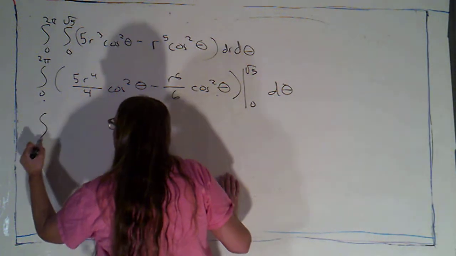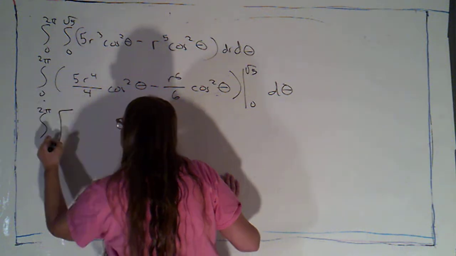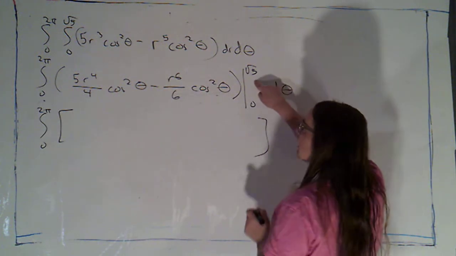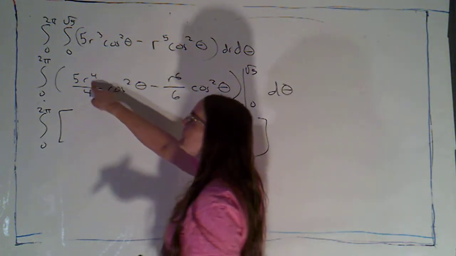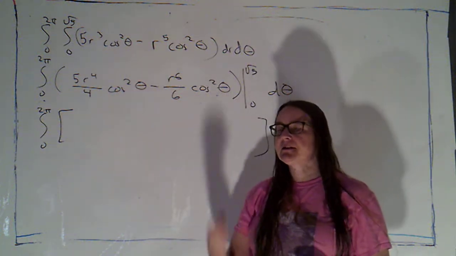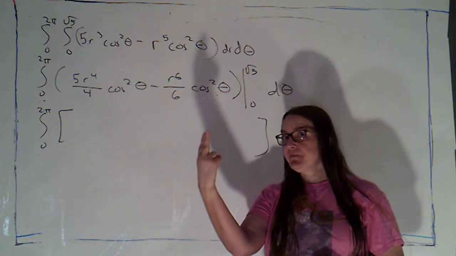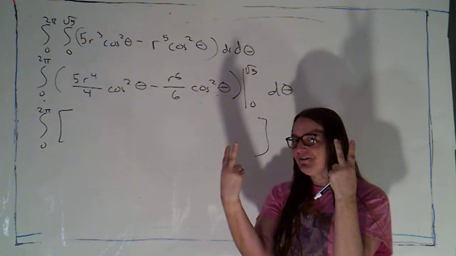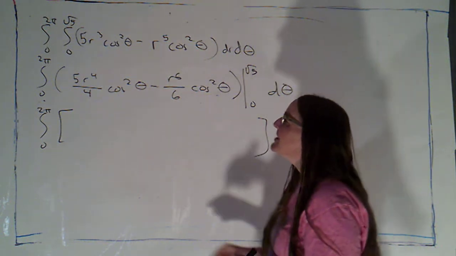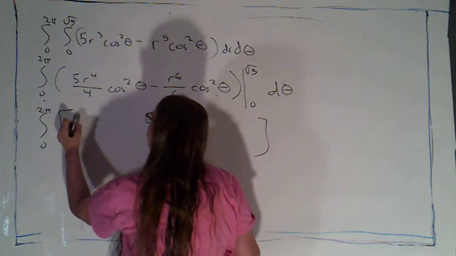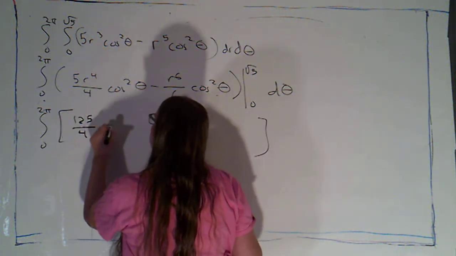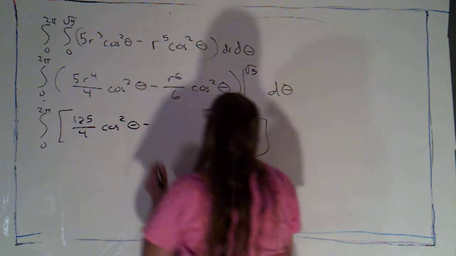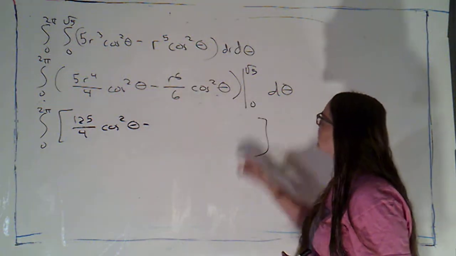So, integral 0 to 2 pi of, when I plug in root 5 to the 4th, well, let's see, root 5 times root 5 is 5. So the other two root 5s are going to give me another 5. So I'm going to have 5 times 5. That's 4 factors of root 5. So that's 25 times 5 is 125 fourths cosine squared theta, minus now r to the 6th.